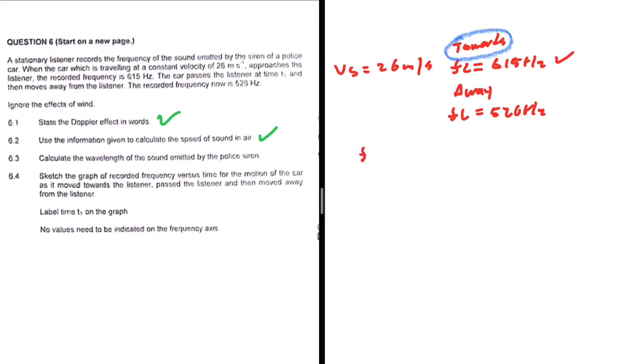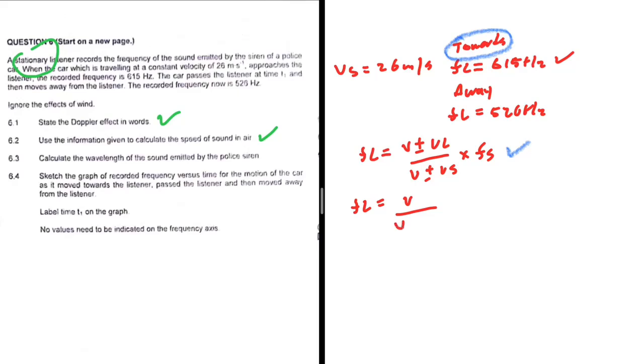So we're going to have Fl equals (V plus or minus VL) divided by (V plus or minus Vs), multiplied by Fs. This is the formula as it is before we do any modification. You get a mark for the formula. Now we can modify it. Fl is equal to V, since the listener is stationary. So we just have V divided by V plus or minus Vs.